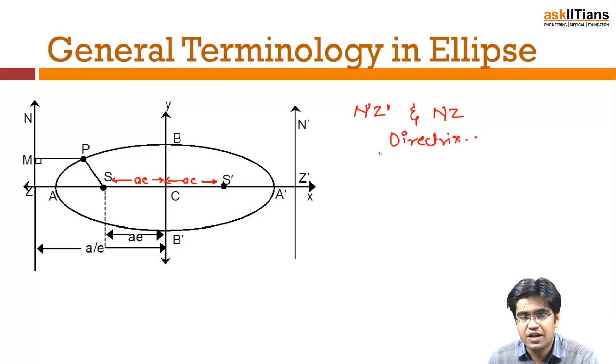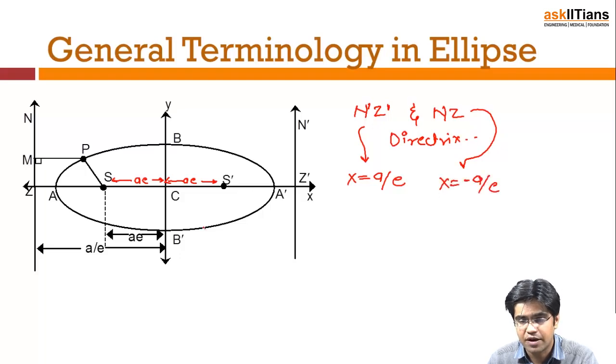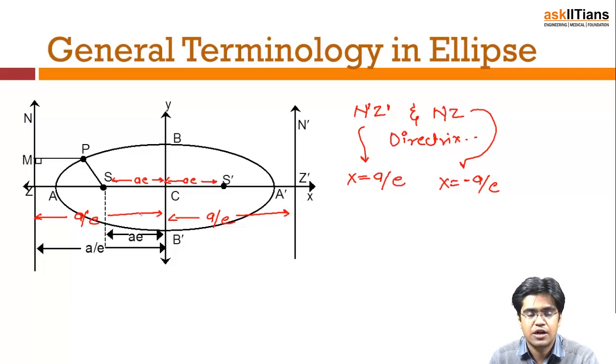Now, if they are straight lines, what is the equation of the straight line? The equation of N dash Z dash is x equals a by e. The equation of NZ is x equals minus a by e. That means both straight lines are at a by e distance from the origin. It's just that their direction has differed, so they have been written like this.